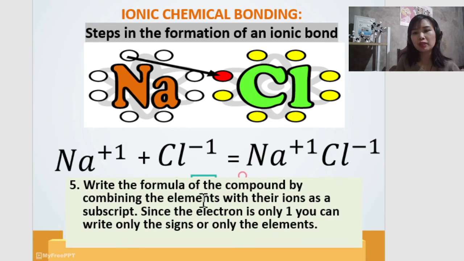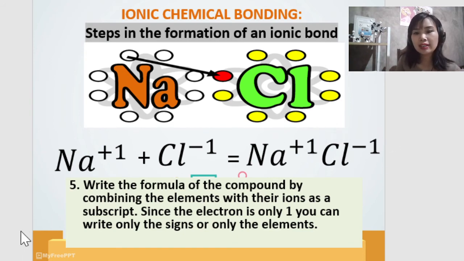And write the formula of the compound by combining the elements with their ions as a subscript. So, subscript, okay? Since the electron is only one, you can write only the signs or only the elements. This is a guide; it is not in your SLM. But here, the ions are written as superscripts, and they are the same.